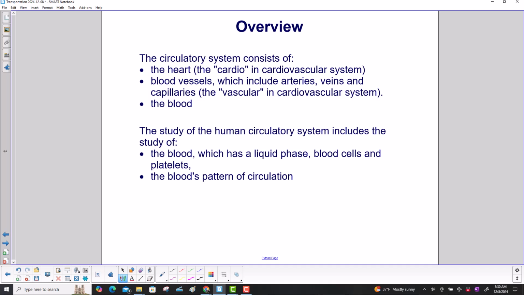The study of the human circulatory system includes the study of the blood, which has a liquid phase, blood cells, and platelets, and the blood's pattern of circulation.